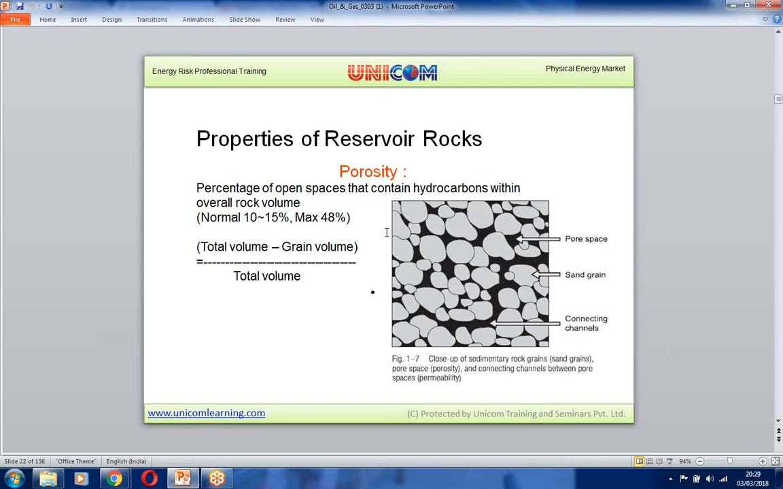So how do we define porosity? It's the percentage of open spaces that can contain hydrocarbon within the overall rock volume, which is normally 10 to 15%, maximum 48%. It's the total volume minus the grain volume, divided by the total volume. That is the measure of porosity.